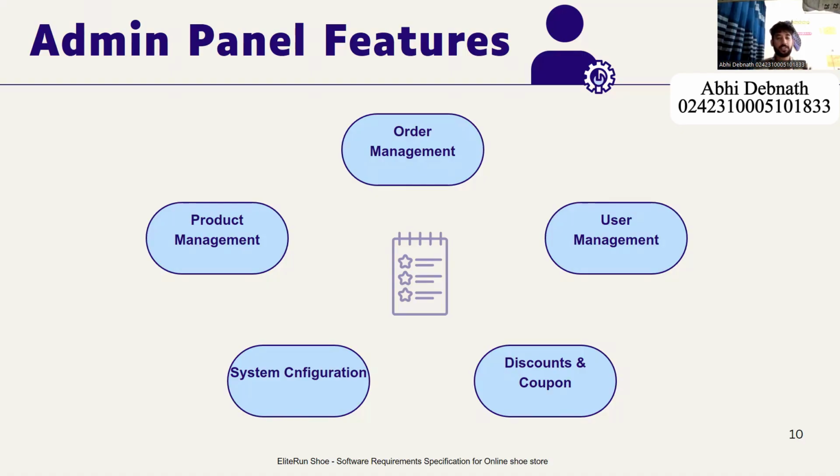So at first, product management. Here we can add, edit or remove shoes and pictures. Then order management: update and track customer orders. User management: manage customer accounts. System configuration: change site settings like text, delivery options, etc. Discount and coupon: create and manage sales and coupon codes.